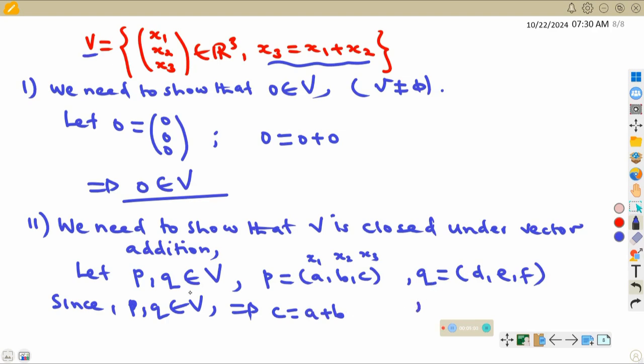Also, if Q is an element of V, then also F, which is the x3 component, is the same as x1, which is D, plus x2, which is E. So C is same as A plus B, F is same as D plus E. We can let this be equation star. So that is for the condition that P and Q are elements from V, meaning they must satisfy this given condition.